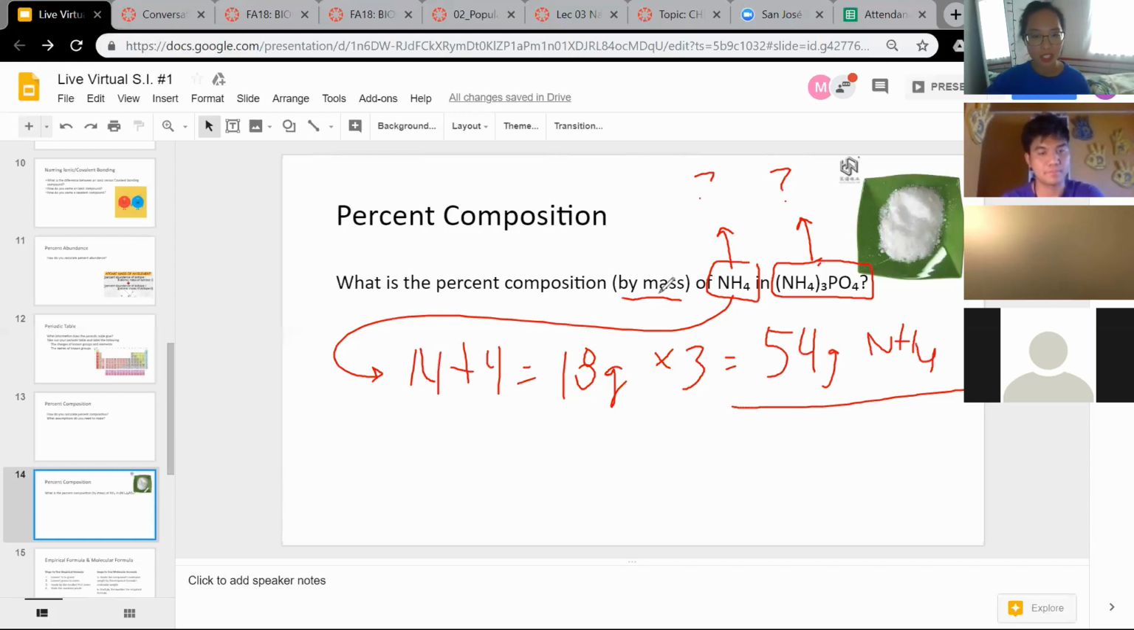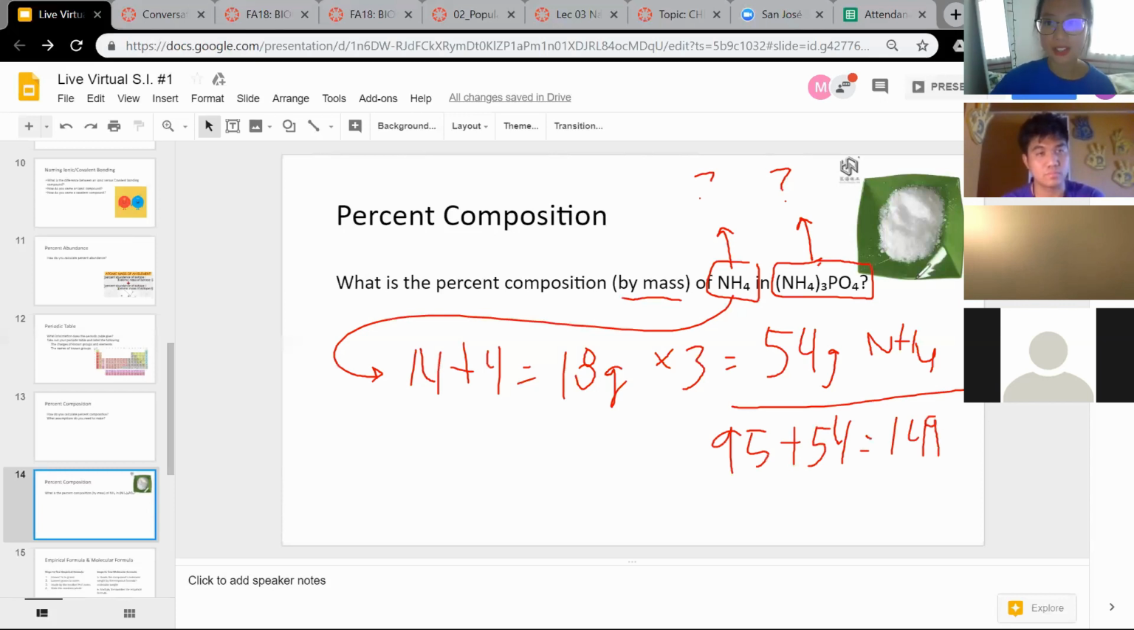So since percent composition is parts of a whole, we need to know what the total mass that this little piece is a part of. And in order to do that, we need to focus on that last part, right? So for phosphate, we're going to do 31 grams plus 16 times 4 grams for oxygen. And we have 95 for this part. So 95 plus 54 is 149.